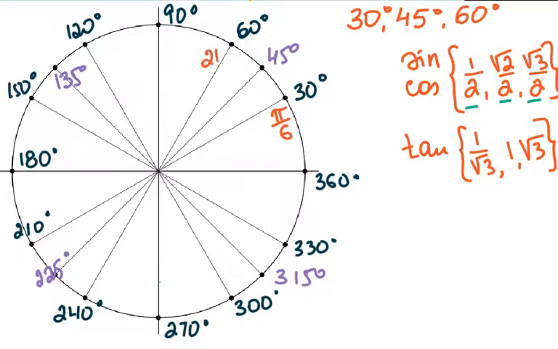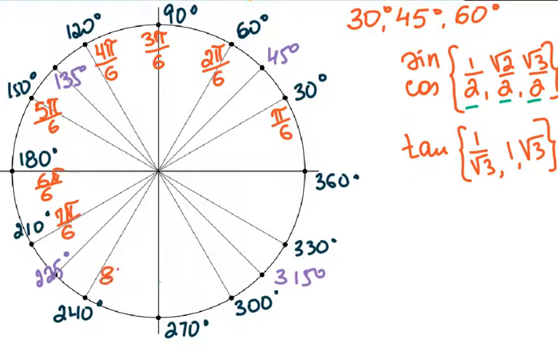This one is 2 pi over 6, which is pi over 3. This is 3 pi over 6, which is pi over 2. This is 4 pi over 6, 2 pi over 3. This is 5 pi over 6, just 5 pi over 6. This is 6 pi over 6, which is just pi. This is 7 pi over 6.